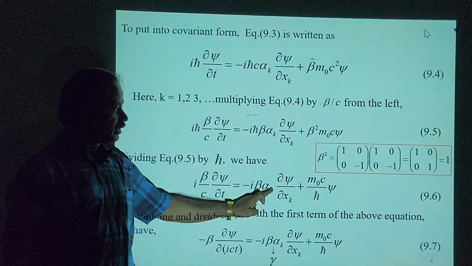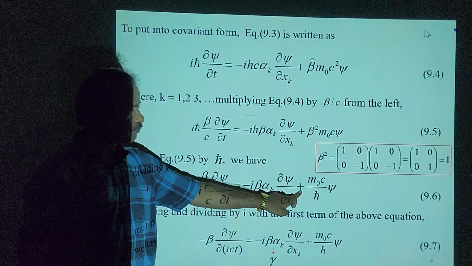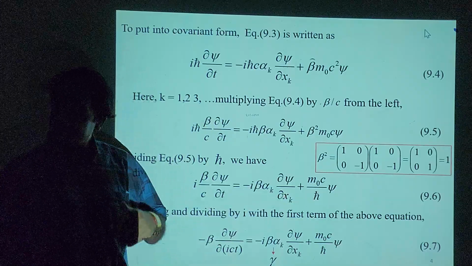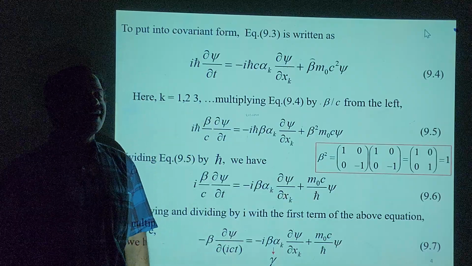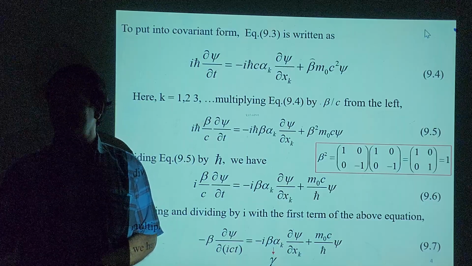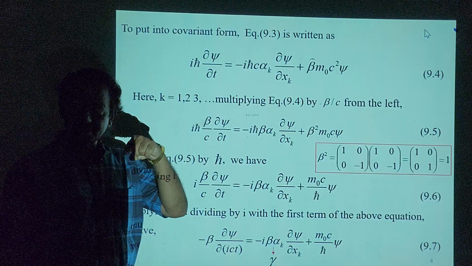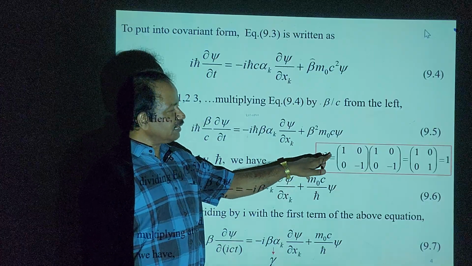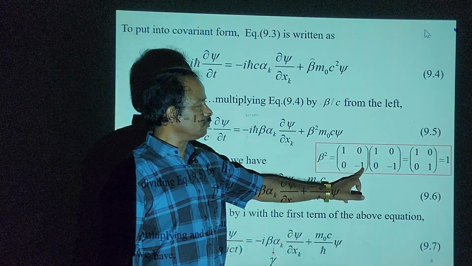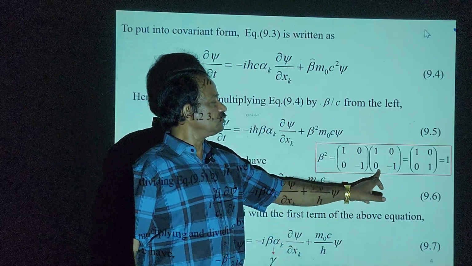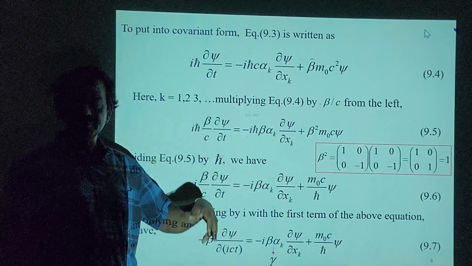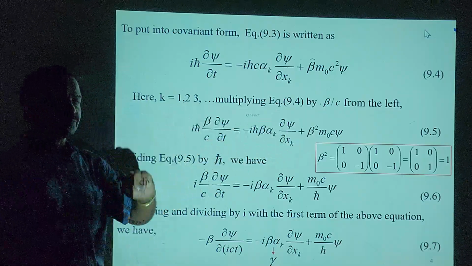You have beta alpha k d psi by dxk plus your beta squared. Beta squared equals 1, we have learned from the third unit. Alpha squared, which is nothing but alpha x squared, which is equal to alpha y squared, which is equal to alpha z squared, which is equal to 1. Beta squared also equal to 1. So beta squared is nothing but, as I said, this identity matrix. So beta squared will be 1 0 0 minus 1. You multiply with 1 0 0 minus 1, you will have 1 0 0 1, which is nothing but 1. So beta squared is nothing but 1, so beta squared can be replaced with 1.